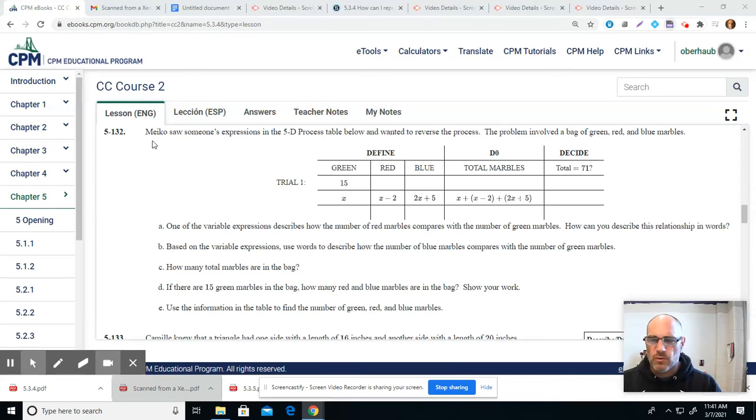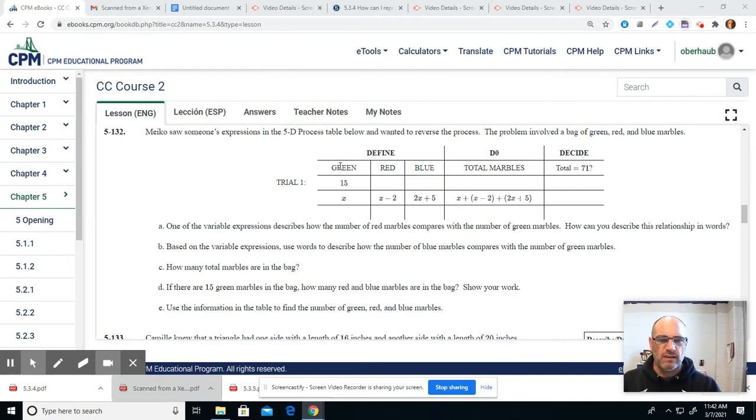Question 132. Miko saw someone's expression in the 5D process table below and wanted to reverse the process. The problem involves a bag of green, red, and blue marbles. So here's the table. It said that there are some blue marbles, some red marbles, some green marbles. Now we want to reverse the thinking to see what the question was, or what do we know?